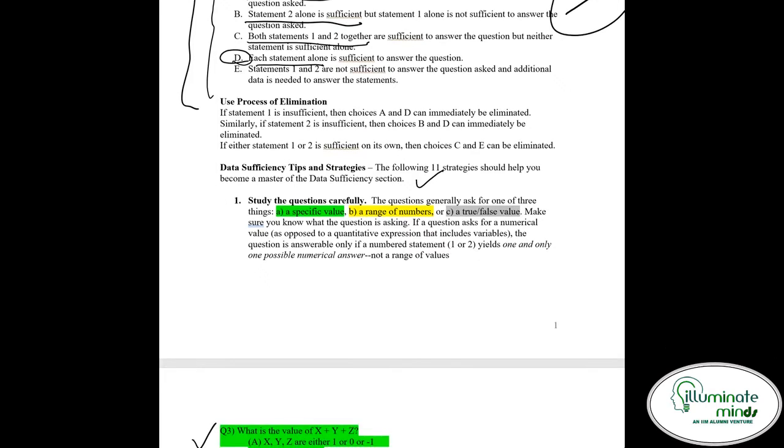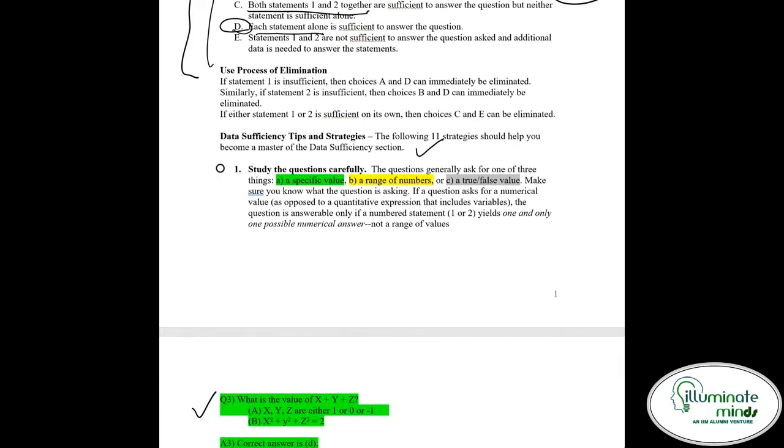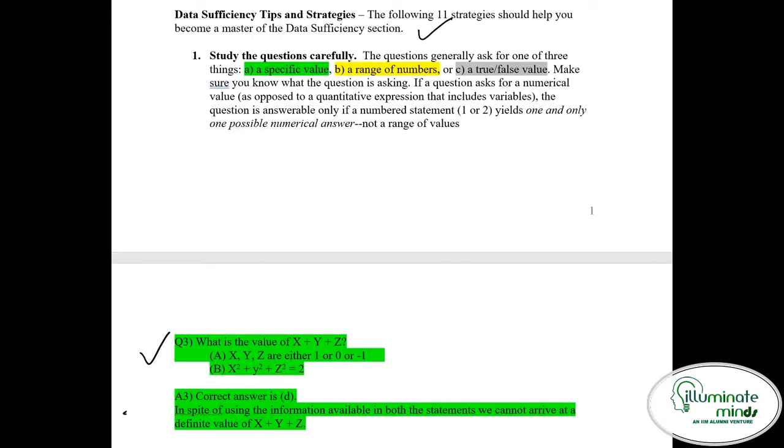So let's talk about the first strategy. Study the question carefully. As I was saying, it can ask you for a specific value of x. Just say, what is the value of x? That means you require a specific value. All the values can range. It can be a range of products, a range of the prices of the products from 100 to 500.